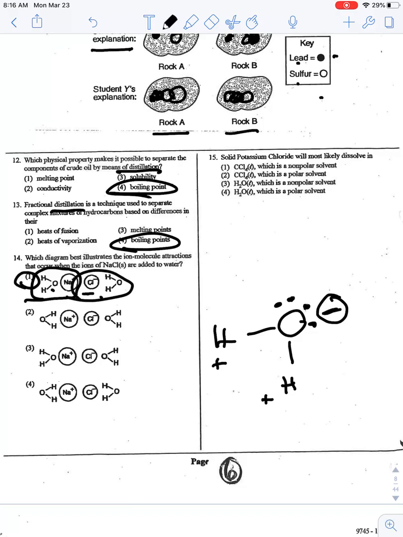Okay, 15, I did notice some of you got this one wrong. Solid potassium chloride is KCl, and I have notes with respect to this today. If it is ionic, it will dissolve in things that are polar. So make sure you watch that video. Polar dissolves polar, ionic dissolves in polar, and nonpolar dissolves in nonpolar. So the answer to this one would be 4.